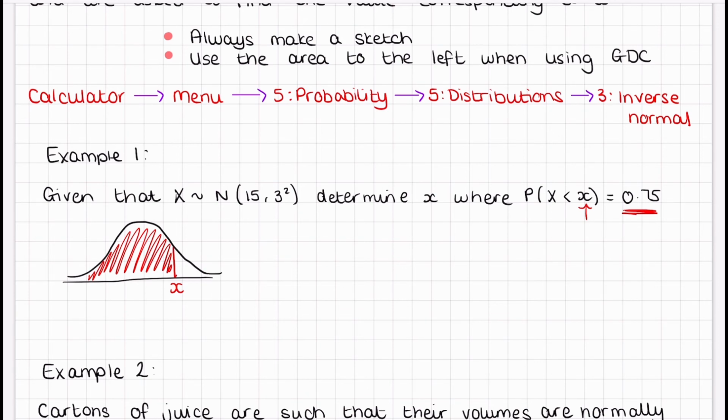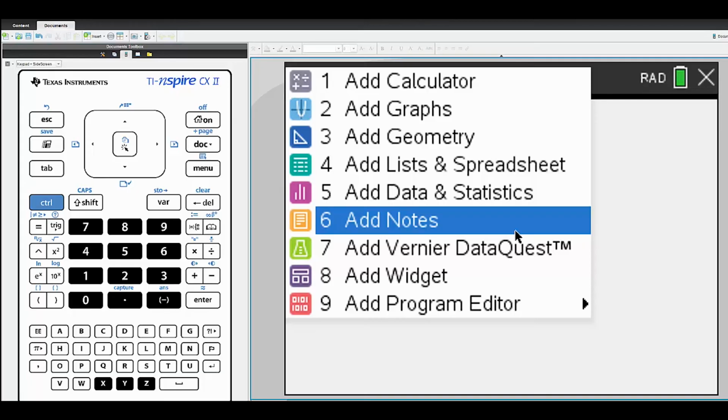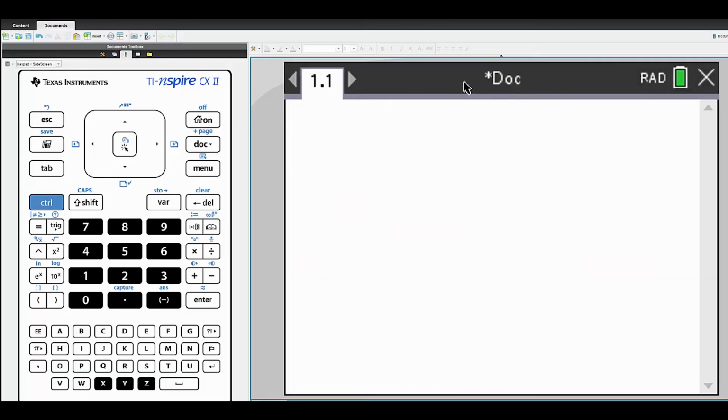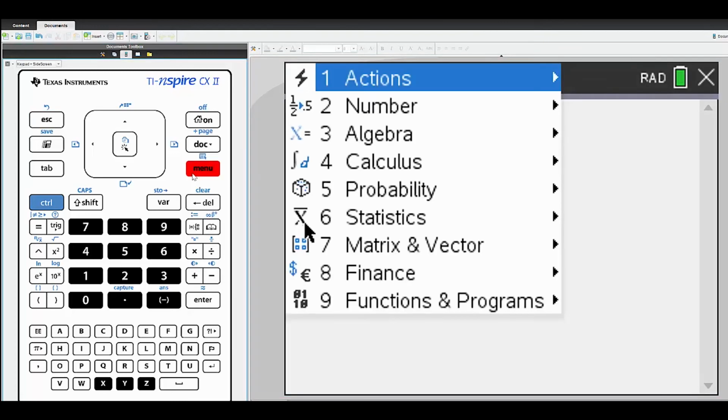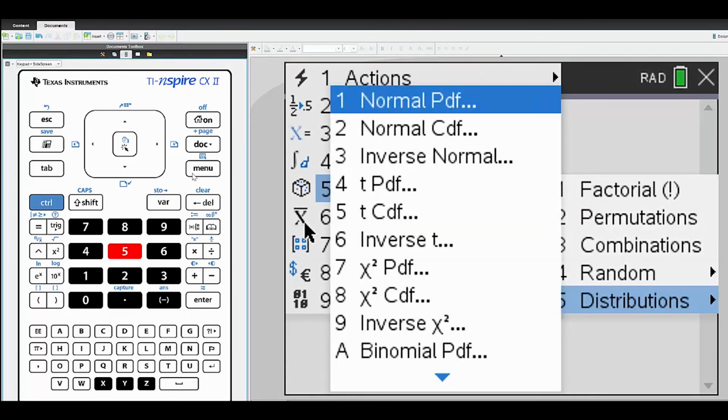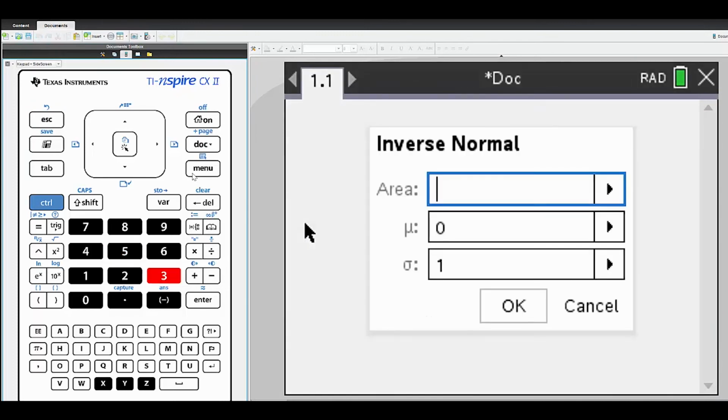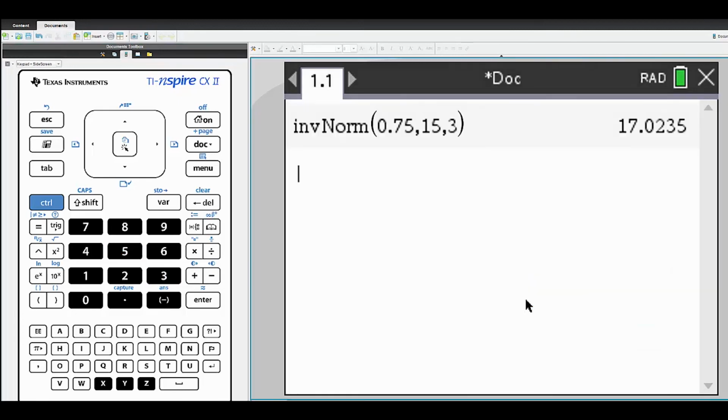So now I'm going to go to your calculator so I can show you how to find the x value. For inverse normal, go to the calculator, follow the steps again. So you've got menu, 5, 5, and 3 for inverse normal. Now this time I want to put the area in. So in the question the area was 0.75. Our mean was 15 and standard deviation 3. And that's all you need to put in. Click OK. And it tells us there that the x value will be 17.0235 or 17.0 to 3 significant figures.